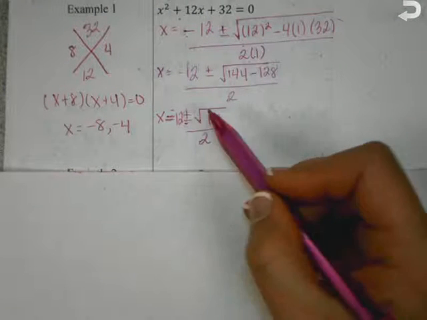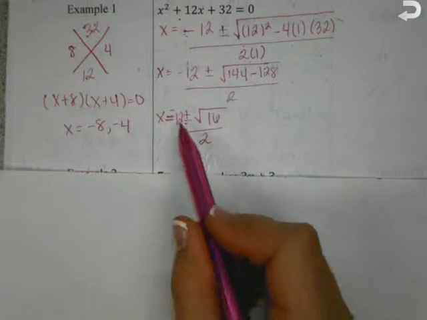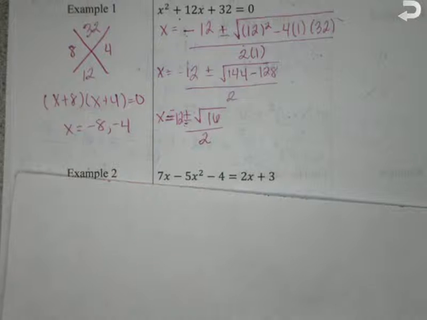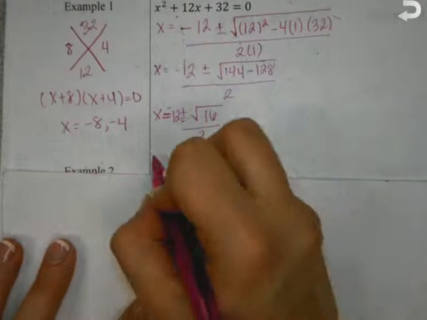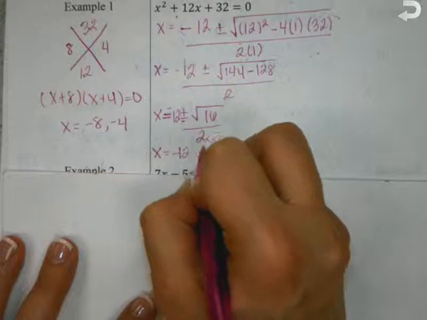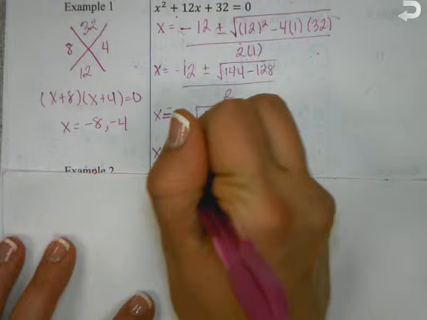That's 12. The 12 divided by 2? We can't do that because it's all together. If it was separated, we could. But right now we're keeping it all together. So that's x equals negative 12 plus or minus, what's the square root of 16? 4 over 2.